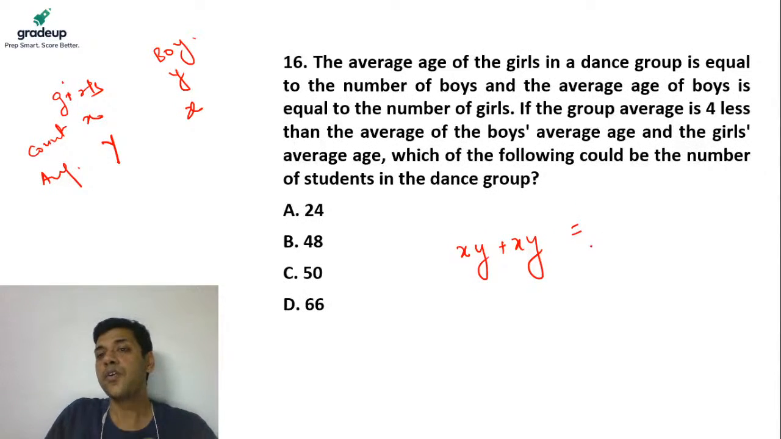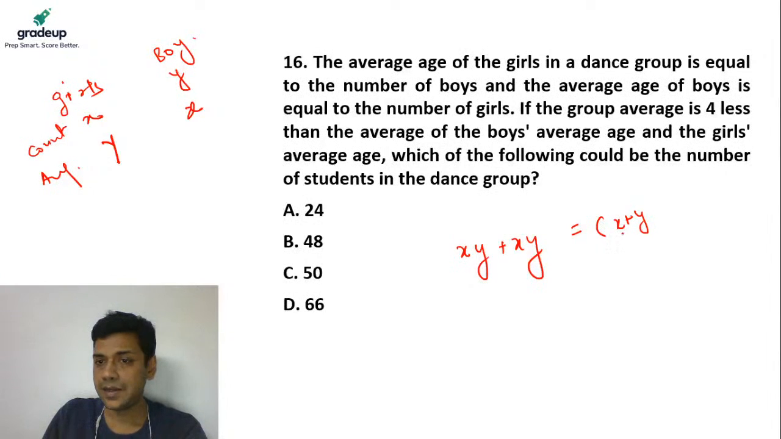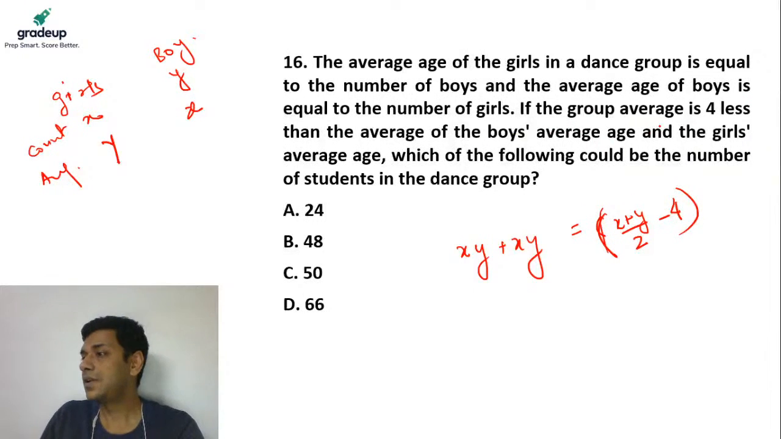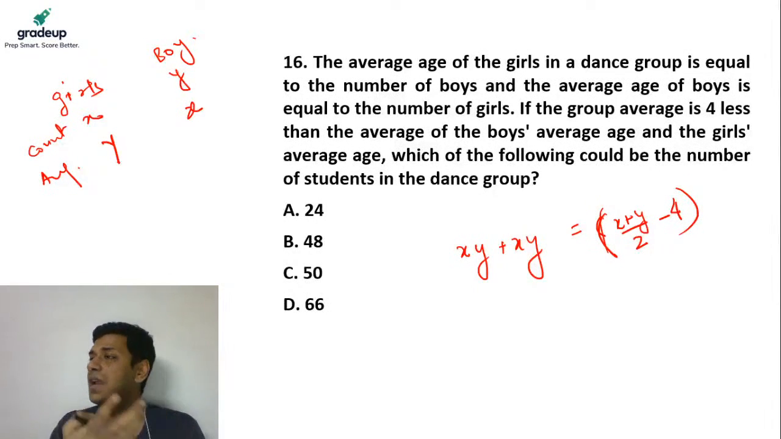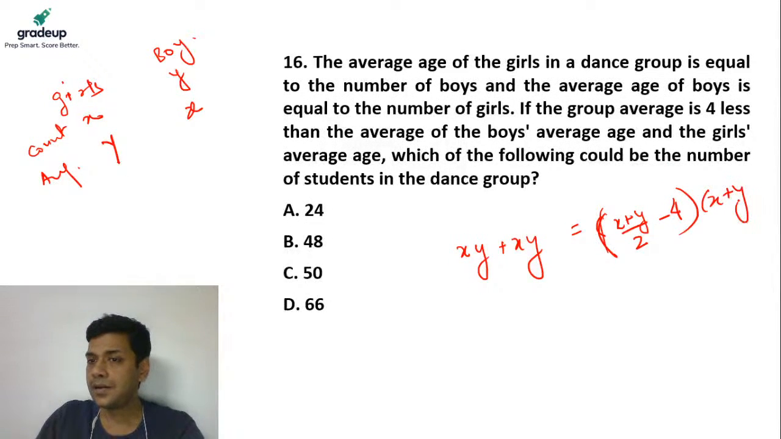Now, what is the average of the complete class? Average of the complete class is (x plus y) upon 2 minus 4. Well, what is (x plus y) upon 2? It is the average of the boys' average and girls' average. And 4 less than this is the average of the complete class. This into (x plus y) should give me the complete age of the class. Right?